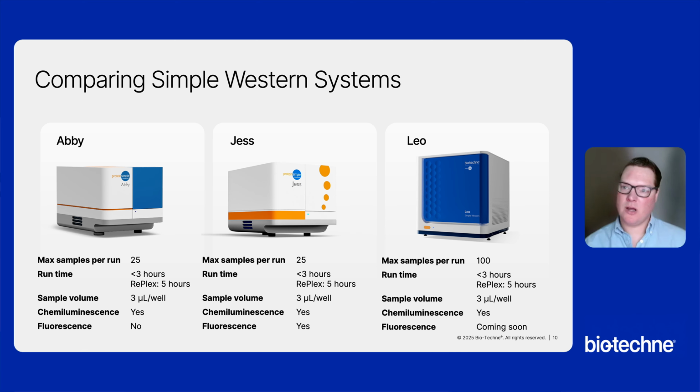Today, Simple Western offers 3 different platforms. The ABI system offers chemiluminescent detection, and the JESS system offers chemiluminescent and fluorescent detection. Both JESS and ABI can run 25 samples in just 3 hours. The new LEO system allows runs of up to 100 samples in the same 3-hour timeframe.